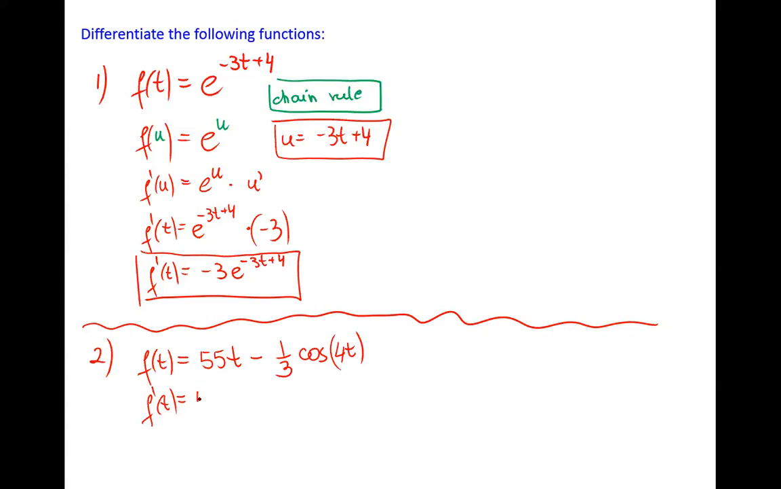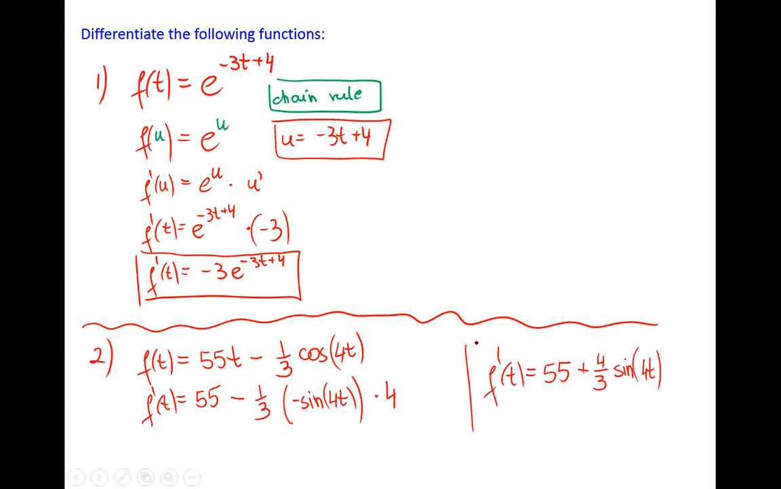The derivative of 55t is just 55. Then 1/3 cosine of 4t: copy the constant, remember, always copy the constant, and then the derivative of cosine is negative sine of the same angle times the derivative of that 4t, which is 4. Or if we think about the formula, just multiply by the coefficient next to the variable. Okay, this means the final answer: I will have 55, negative and negative is positive, 1/3 times 4 is 4/3, and then sine of 4t. I just used no quotient rule, no product rule, no chain rule.